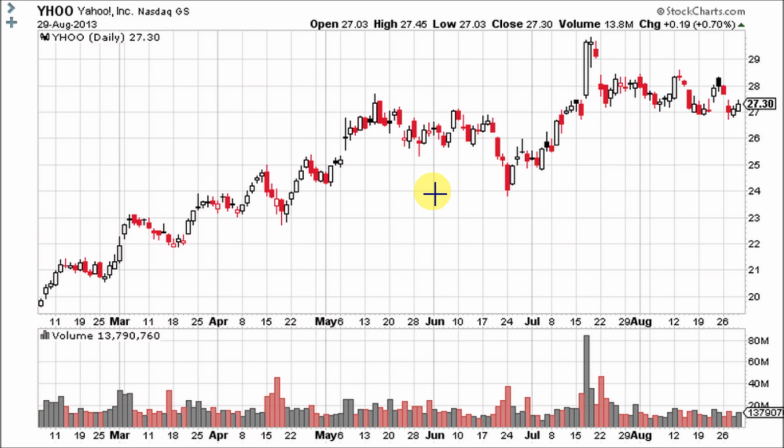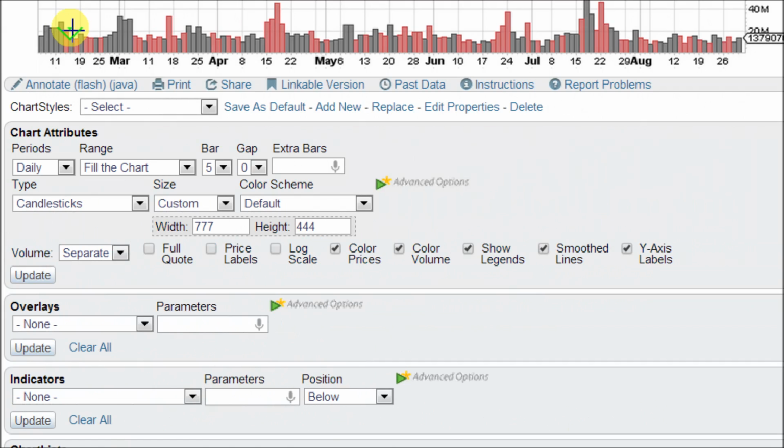The percentage volume oscillator, or PVO, is a momentum oscillator for volume. It measures the difference between two volume-based moving averages as a percentage of the larger moving average. Let's go ahead and load it up on this chart for Yahoo here at stockcharts.com.